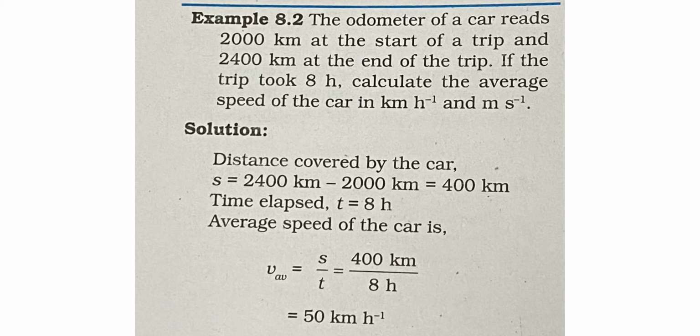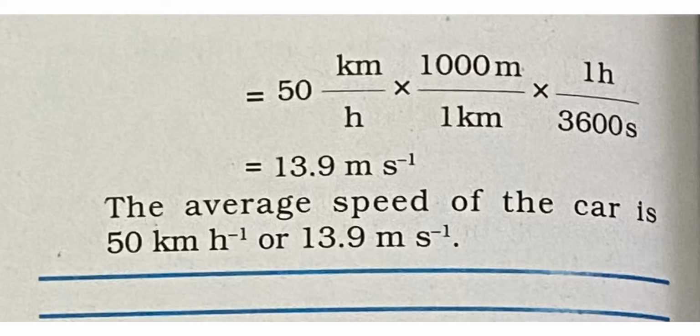Speed is equal to distance upon time, that is 400 by 8, that is 50 km per hour, which is the speed we got in kilometer per hour. Now we have to convert that speed into meter per second. 1 kilometer is equal to 1000 meter and 1 hour is equal to 3600 second. So 50 kilometer per hour can be converted into meter per second by 50 into 1000 upon 3600, that is equal to 13.9 meter per second.